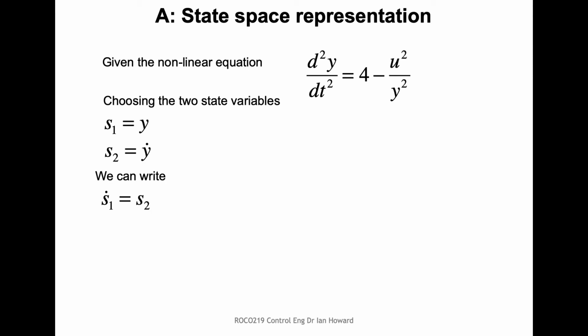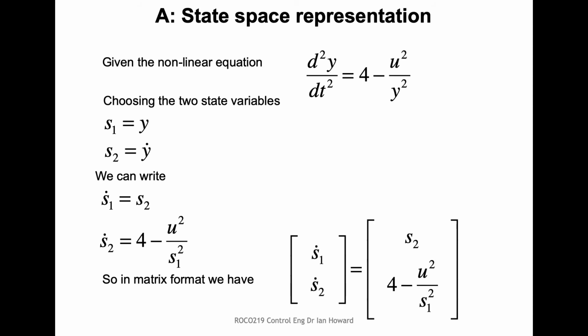Because there's a relationship between those, we can see that S1 dot is going to be equal to S2, right? So if we differentiate y, we end up with y dot. And S2 dot is going to be d squared y dt squared, so that's going to equal 4 minus u squared divided by S1 squared. If we put that in matrix form, that's quite easy. We've got two rows. The first row is the first equation and the second row is the second equation.